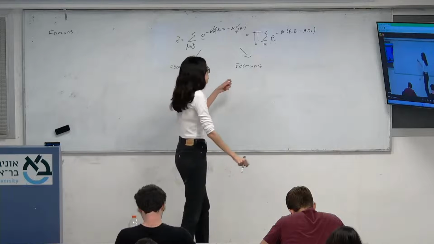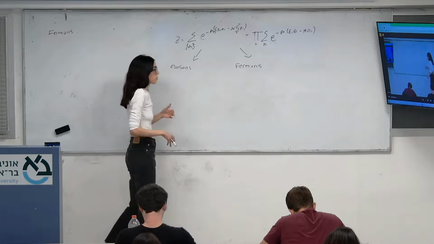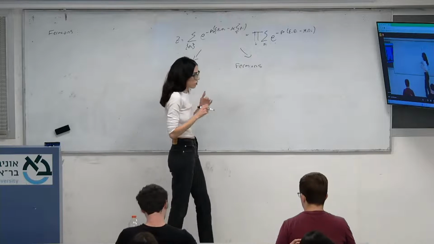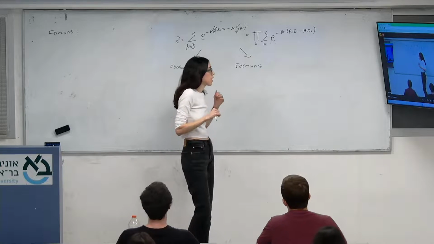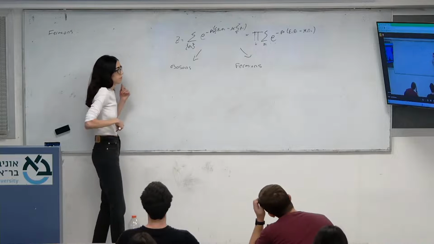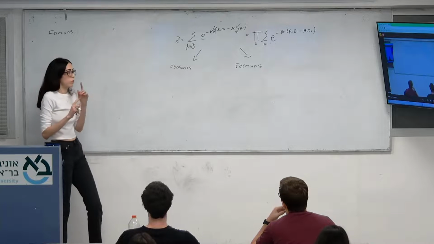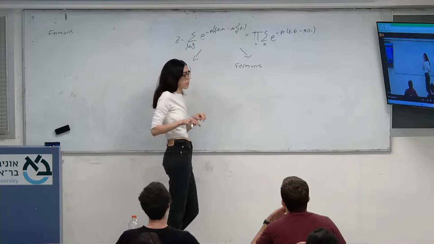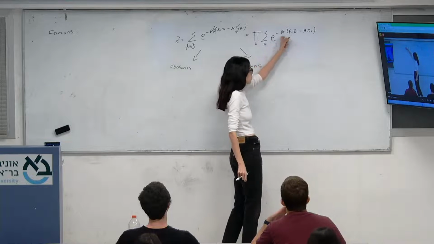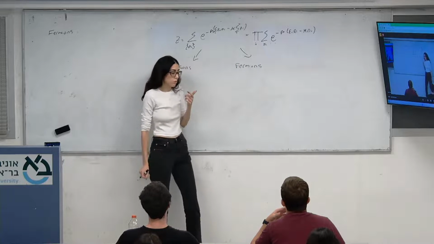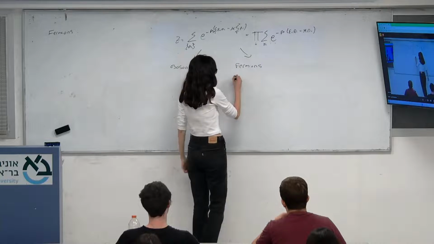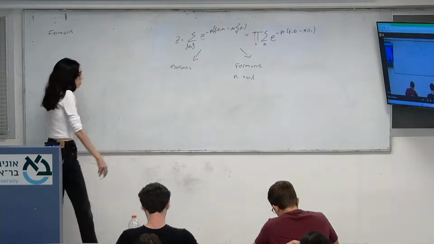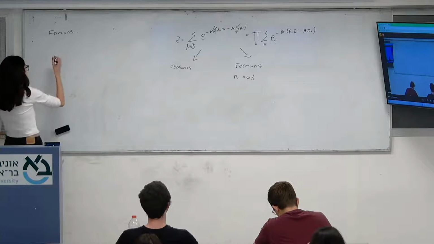So, what happens for fermions? For fermions, you remember the Pauli principle. It says that for any energy level, for any state of the system, I can only have a maximum of one particle. So I cannot have two particles in the same state. So for each energy level, the occupation number Ni is going to be either 0 or 1, because I cannot have more than one, so the summation becomes very simple.